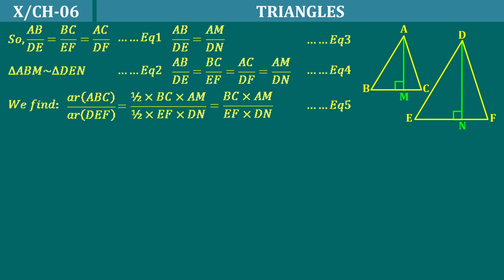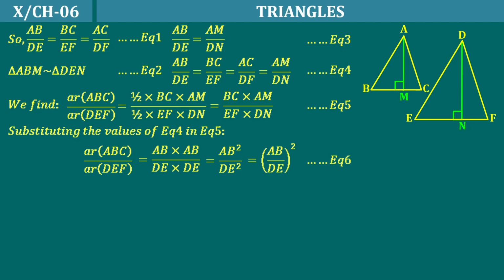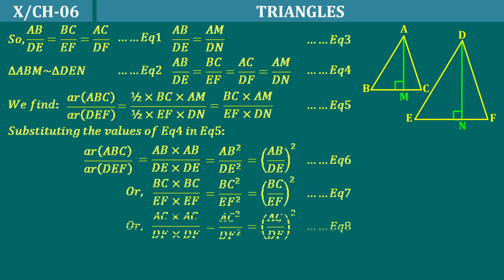BC and AM both are in the numerator portion of equation 4. Similarly, EF and DN are on the denominator portion of equation 4. Right? So we can rewrite this by substituting the value in equation 5. Area ABC by area DEF is equal to AB by DE into AB by DE, or we can say AB by DE whole square, and similarly we can say next side, that is BC by EF whole square, or AC by DF whole square.